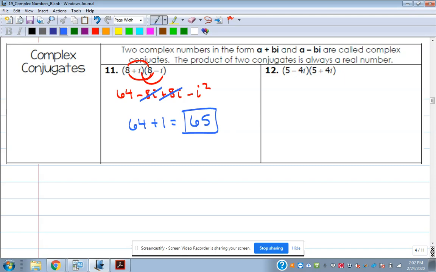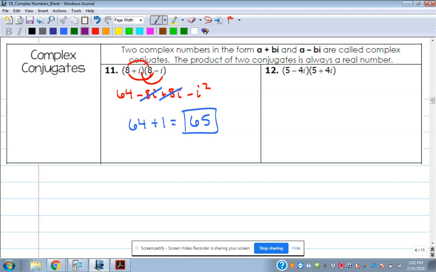All right. Number 12. Same idea. 5 minus 4i. The complex conjugate to that is 5 plus 4i. Just change the sign in the middle. So if I ask you to find the complex conjugate, all you got to do is change the sign in the middle and you're done.